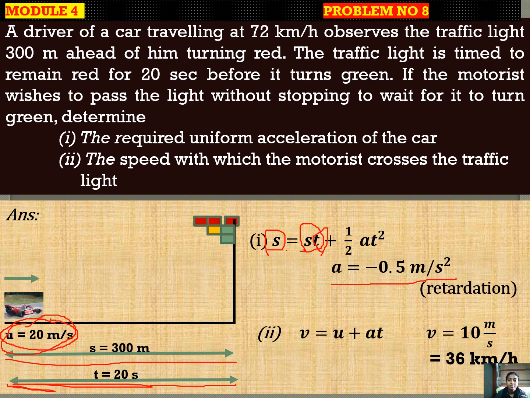Now, second part, the speed with which the motorist crosses the traffic light. So, with what speed? Final speed is equal to the initial speed, that is 20 meter per second, plus the acceleration minus 0.5 into t. We get the answer.